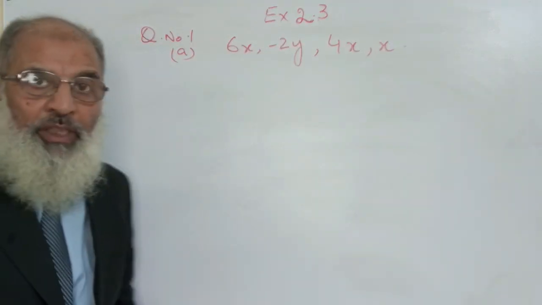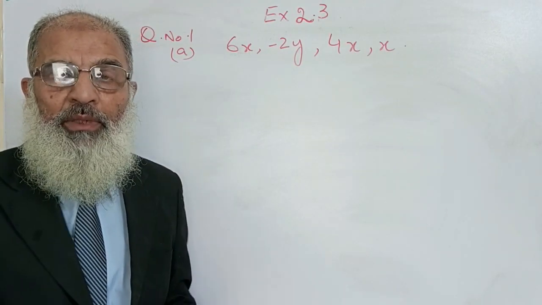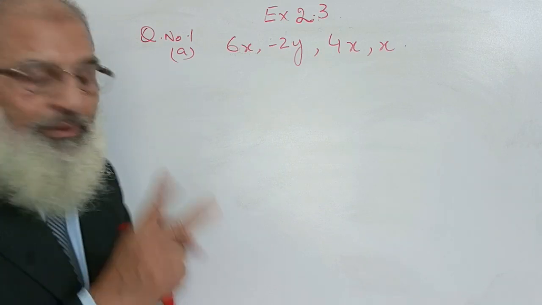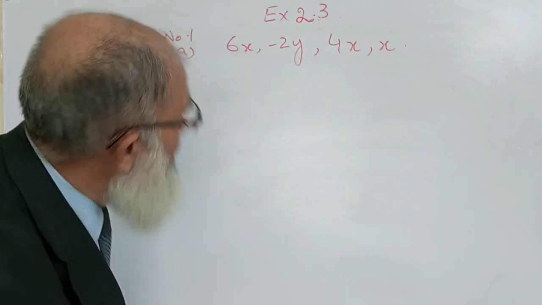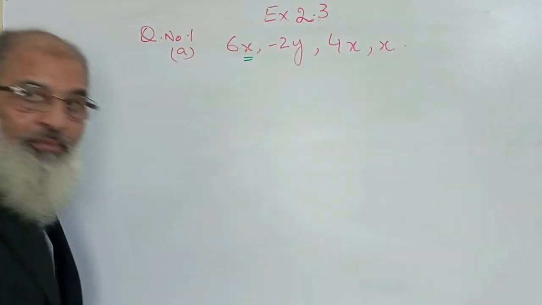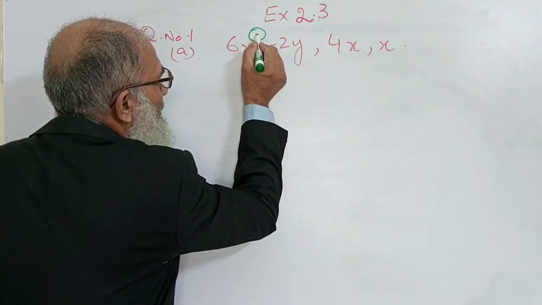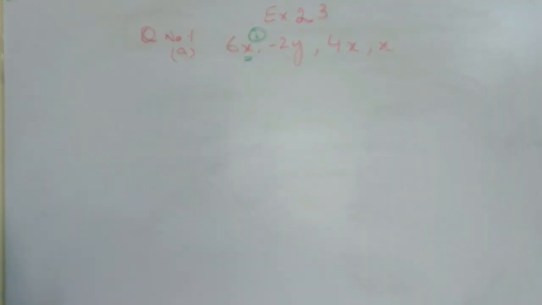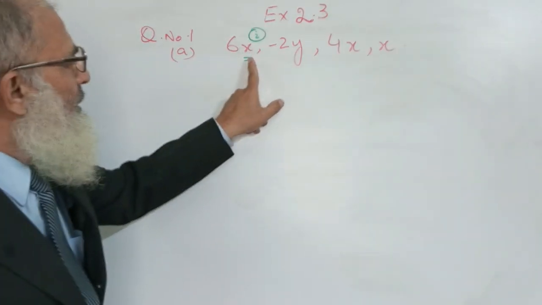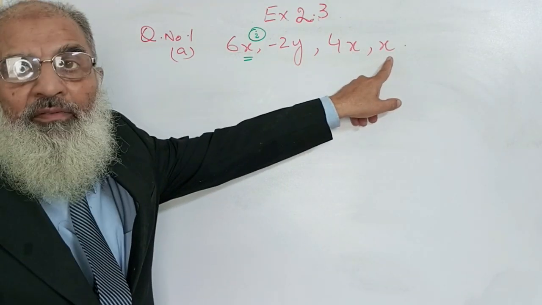Now you see what are the like terms in this. What I told you, that a like term is a term in which we have to see two things. What are those two things? The variable and the index. Now we have to check for the variable and index. Variable, variable, variable.